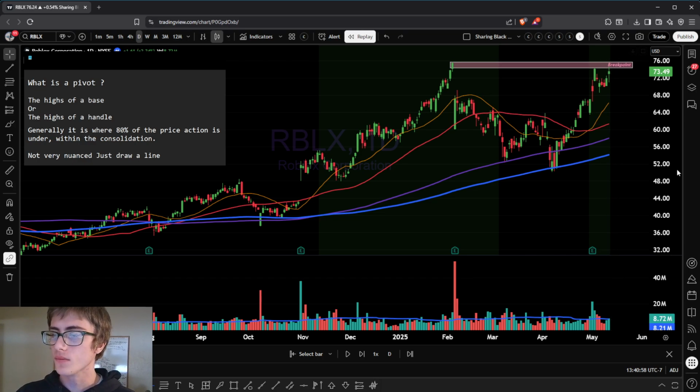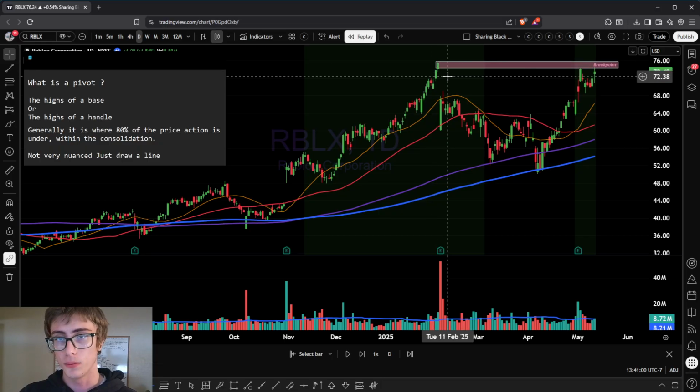Excuse me, sorry. So for Roblox, I simply drew a box or a line from the high to the handle high, and I decided that that was my pivot. You can do a line, you can do a box. It really doesn't have to be super nuanced. Once price moves through this point that it has been held under the majority of the time, that is when you buy, right? This is your indicator of when to buy.